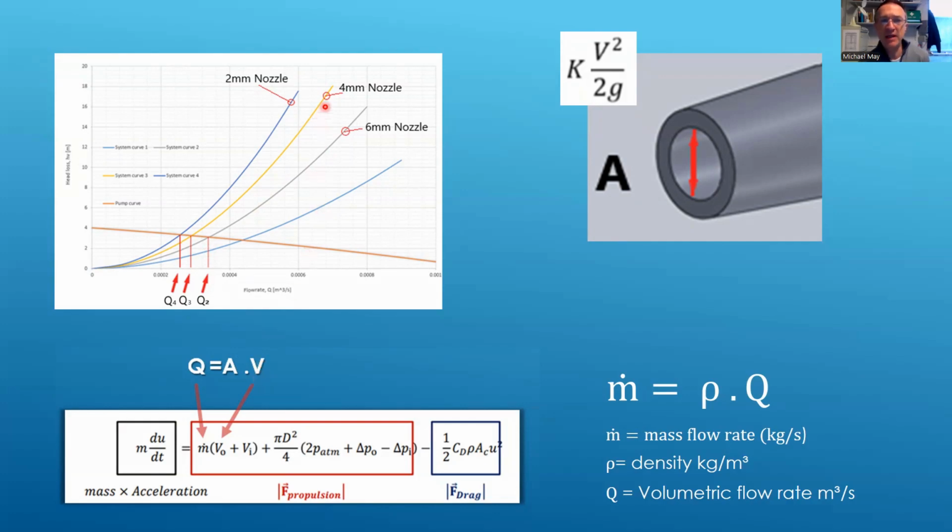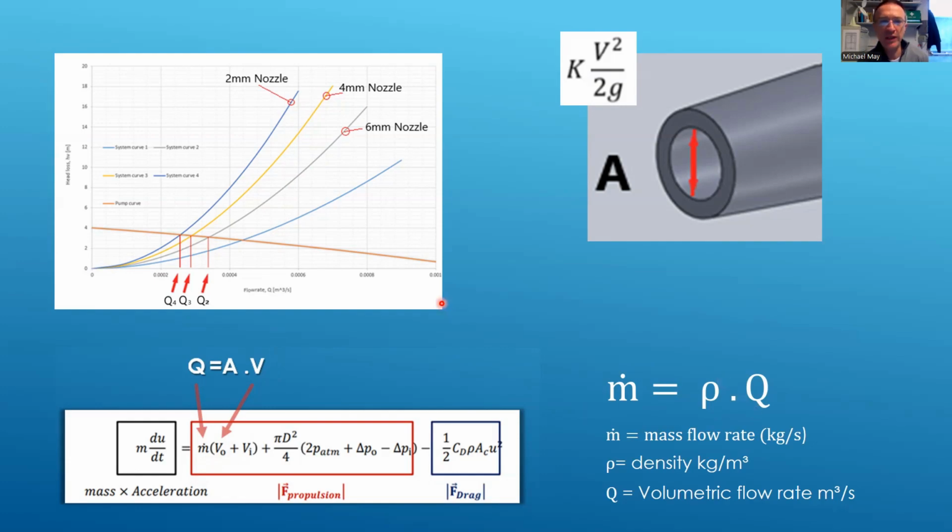You can do the same thing for a 4 mil nozzle and a 2 mil nozzle, and each time you recalculate your new velocity, and you should see it increase. So in theory, that's giving us more propulsion. However, in this equation, we also see that m dot, the mass flow rate, is a contributor to propulsion, and m dot is the density by the volumetric flow rate in meters cubed per second.